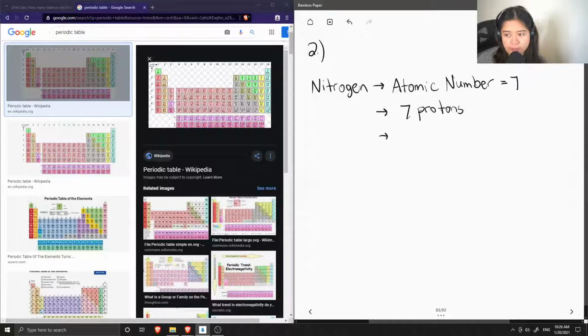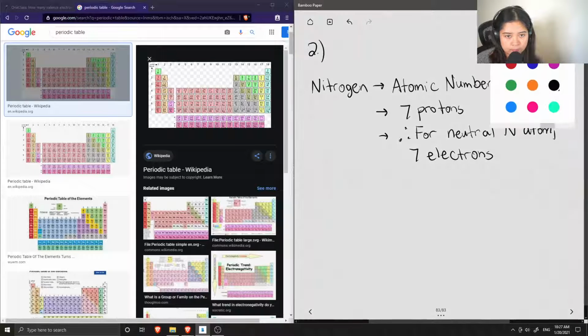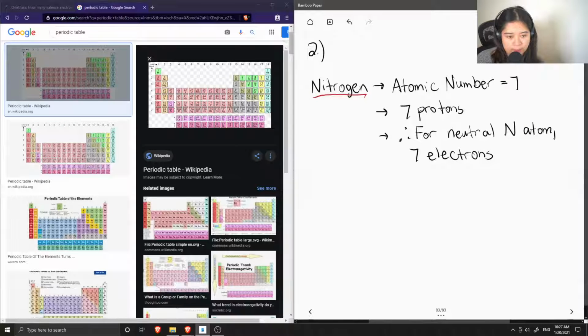If we were to have a neutral nitrogen atom, this means that in order to have a neutral atom, we need to have the same number of electrons as we do protons. So therefore, for a neutral nitrogen atom, there are also 7 electrons. And these are 7 electrons in total.